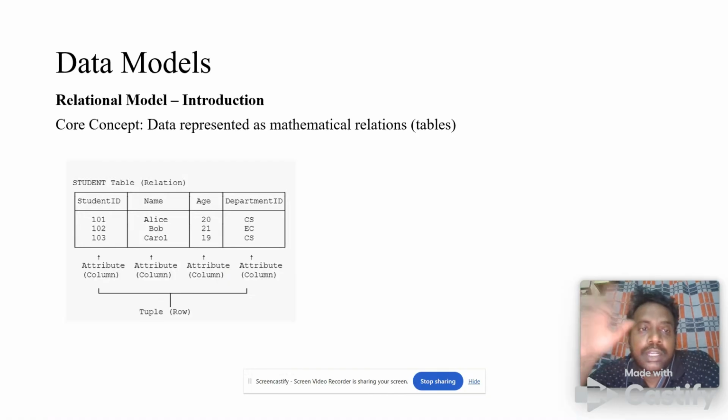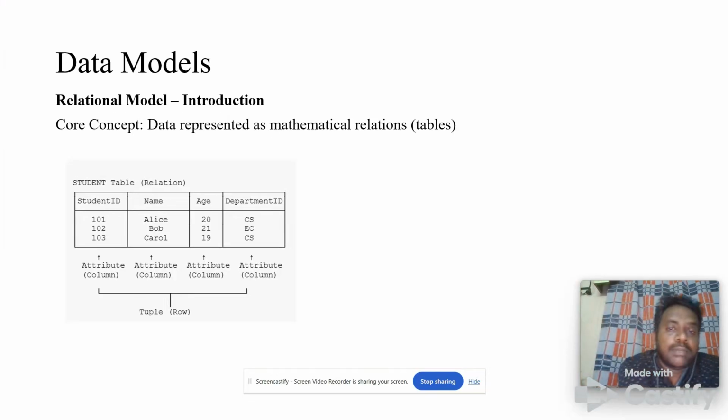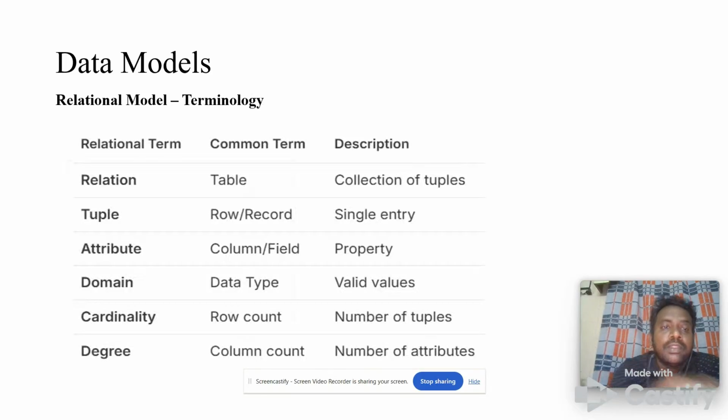Next is the relational model. In relational, just keep in mind, it represents the information in table form. The data is represented as mathematical relations. These are the basic terminologies, and this terminology has to be kept in mind since most databases are based on this relational model.